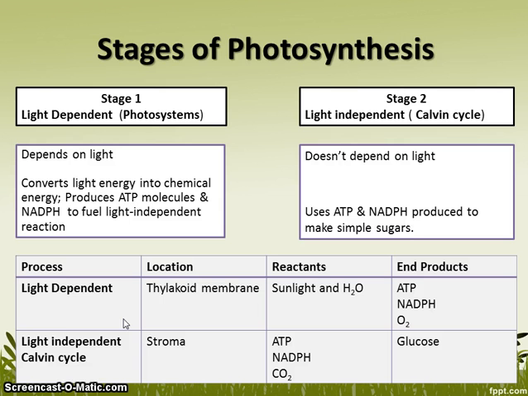The table you see shows the light-dependent reaction and where it takes place. It takes place in the thylakoid membrane, and its reactants are sunlight and water. The end products are ATP, NADPH, and oxygen. The light-independent reaction takes place in the stroma. The reactants are ATP, NADPH, and carbon dioxide. The end product is glucose.